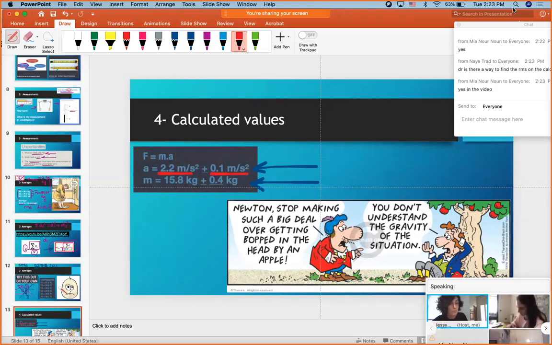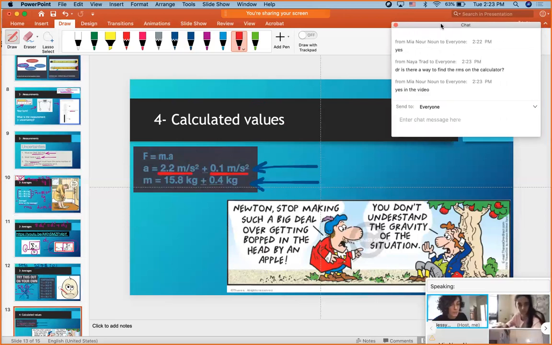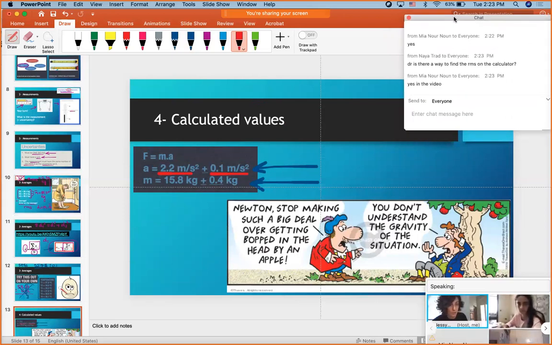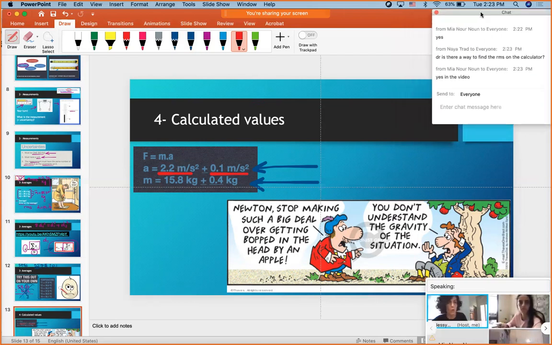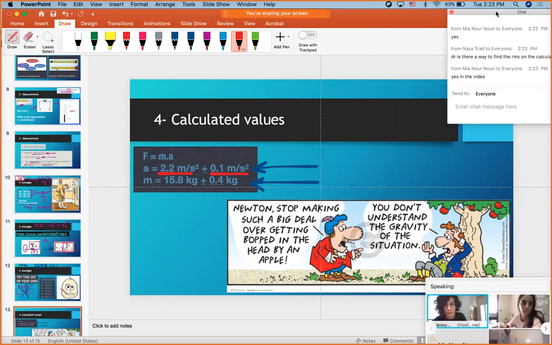Somebody, is there a way to find the RMS on the calculator? Yes, watch the video, Naya. Okay, I gave you the link. If you have time, we can watch it together. I simply don't want to wait for 2 minutes and you watch on my screen. Although it's a good idea to watch it together, probably pause and answer your questions.